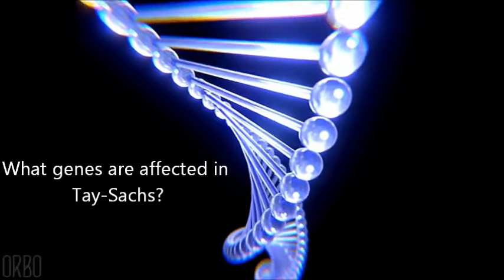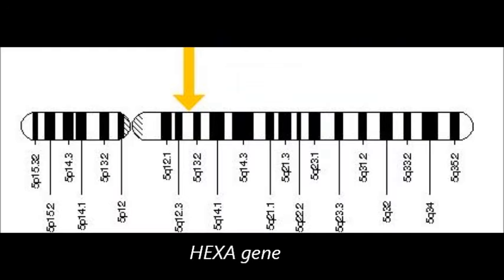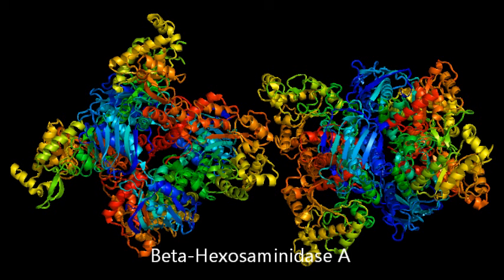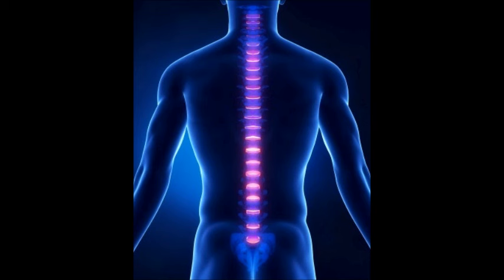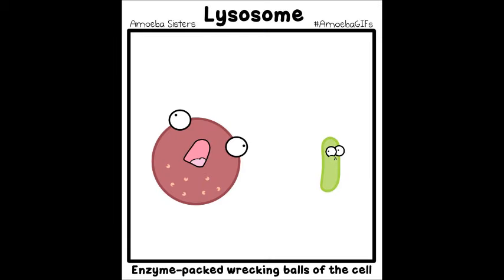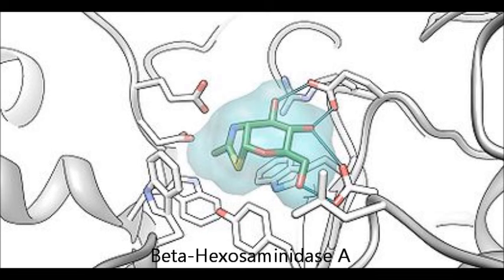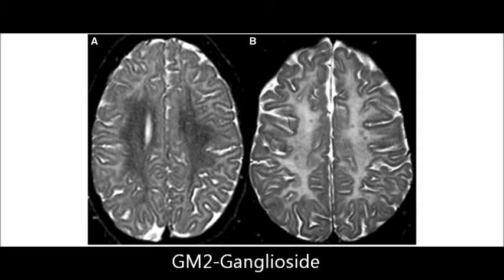What genes are affected in Tay-Sachs? Mutations in the HEXA gene cause Tay-Sachs disease. The HEXA gene provides instructions for making a part of an enzyme called beta-hexosaminidase A, which plays a critical role in the brain and spinal cord. This enzyme is located in lysosomes, which are structures in cells that break down toxic substances and act as recycling centers. Within lysosomes, beta-hexosaminidase A helps break down a fatty substance called GM2 ganglioside.